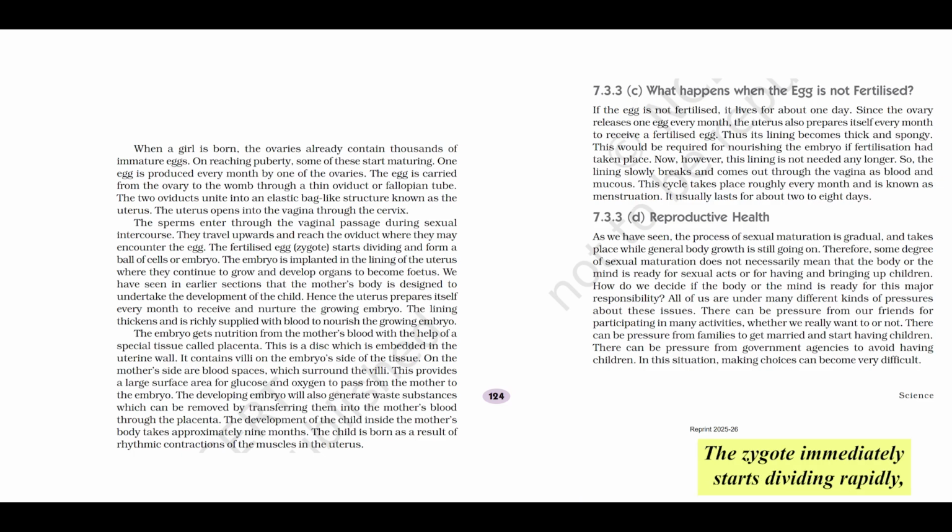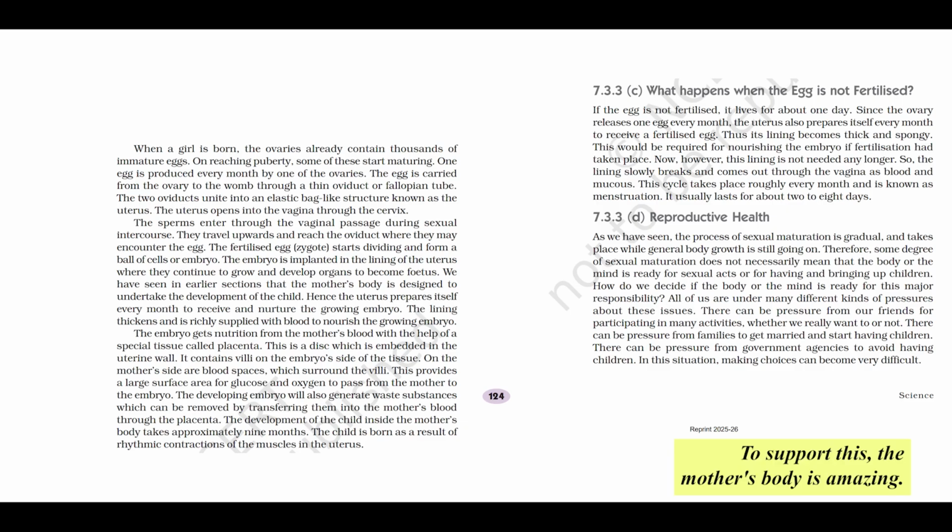The zygote immediately starts dividing rapidly, by mitosis, forming a ball of cells, the embryo. This embryo travels down the oviduct and implants in the thick, blood-rich lining of the uterus. Implantation. Here, the embryo grows, cells differentiate, forming organs, becoming a fetus. Zygote divides to embryo. Embryo implants in the uterus, develops into a fetus.